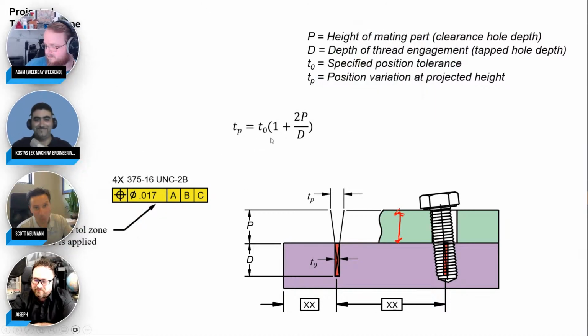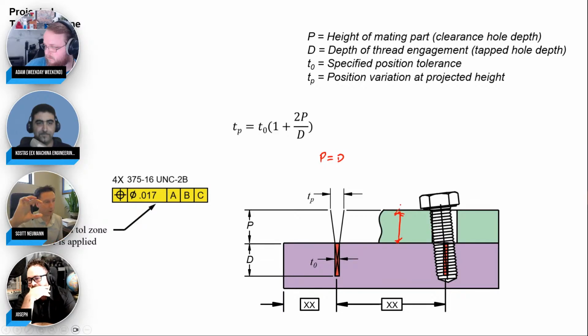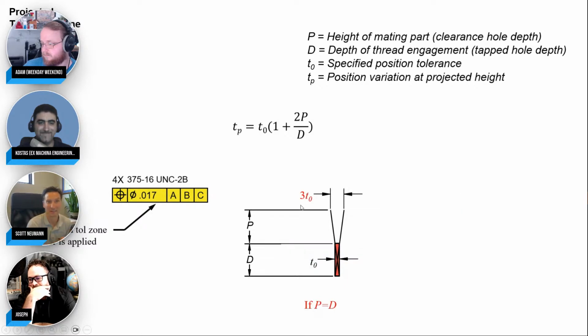So they give us the formula in the standard. The tolerance at the projected height is equal to T0, which is the original tolerance that you spec, times 1 plus 2P over D. So if you do P equals D, which I think is pretty common here, where the thickness of the green part, the thickness of your clearance hole, is about the same as the depth of your threads, then 1 plus 2P over D, P equals D, so 1 plus 2, it's a 3 times multiplier. It's crazy that the tolerance you spec down here could be 3 times worse just by sticking out one extra plate thickness.